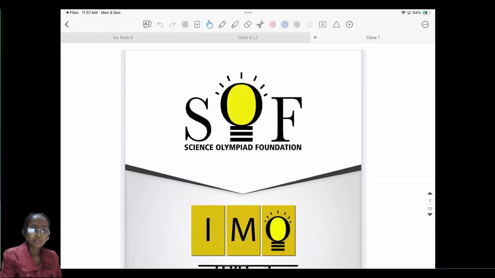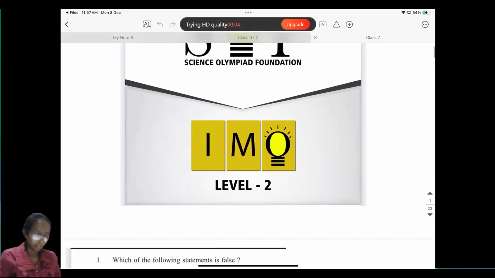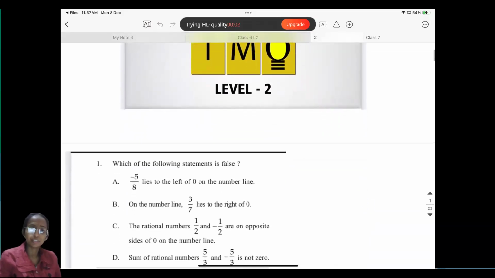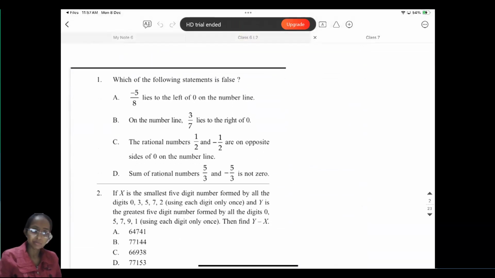Hello students, today we are going to see the IMO second level paper for class 7th. This is a previous year paper. So starting off with our first question, that is, which of the following statements is false?